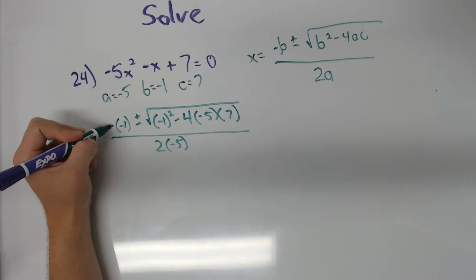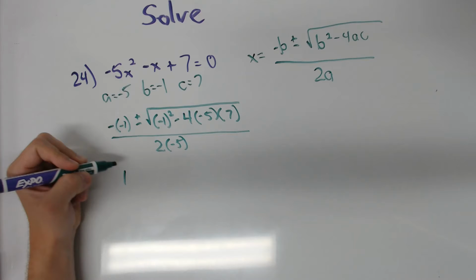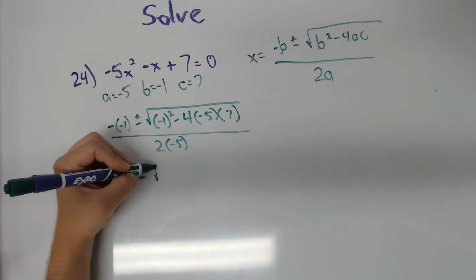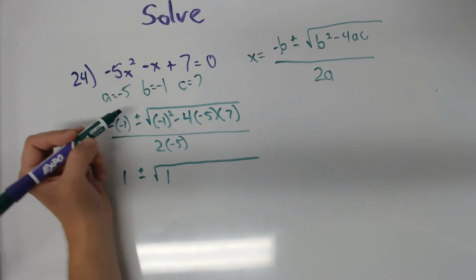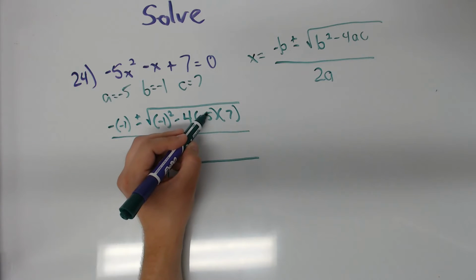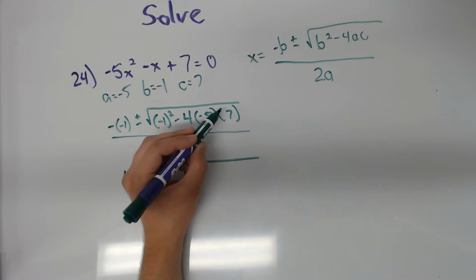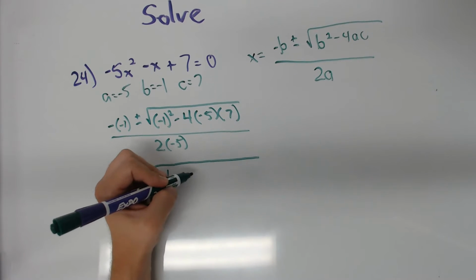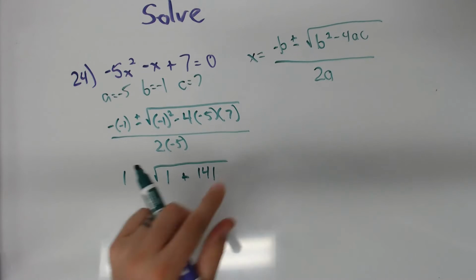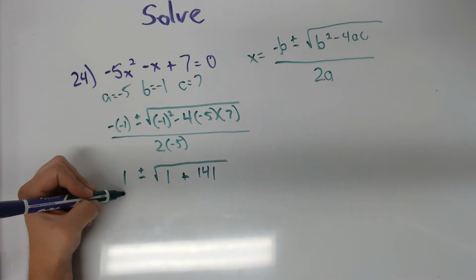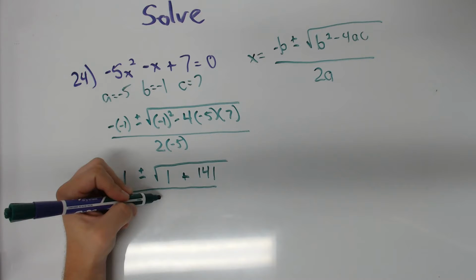So let's simplify some stuff. Negative, negative 1 is 1, plus or minus the square root of, let's do some of these, negative 1 squared is 1, and then negative 4 times negative 5 is 20. 20 times 7 is 140. The negatives canceled out, so it's plus here instead of minus, so I will have 1 plus 140, which is 141. Over 2 times negative 5 is negative 10.